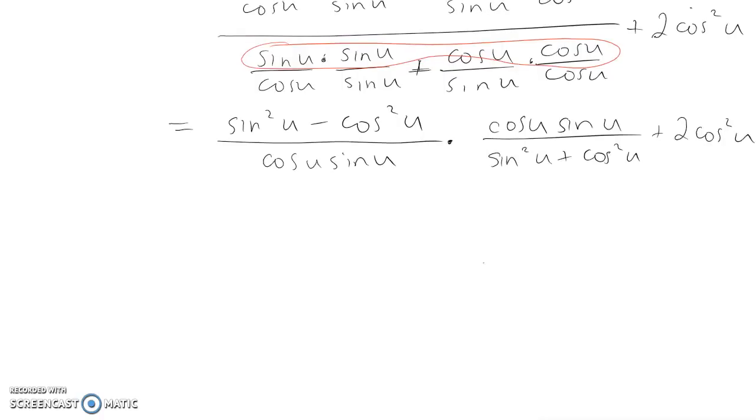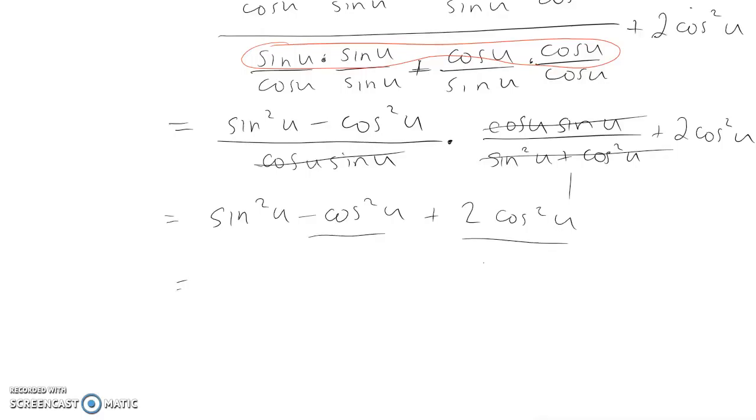All right. Notice what happens. I get to cancel there, and I know that sine squared u plus cosine squared u is a 1. Aha! So I have sine squared u minus cosine squared u all over 1, don't need that, plus 2 cosine squared u. Right? Well, I have like terms right here. I have sine squared u plus cosine squared u. And what is that? 1.